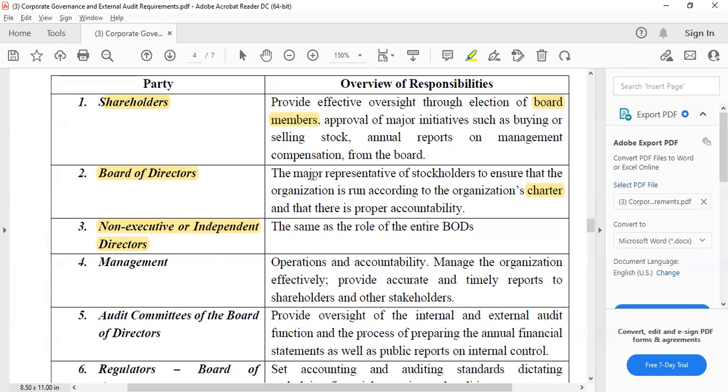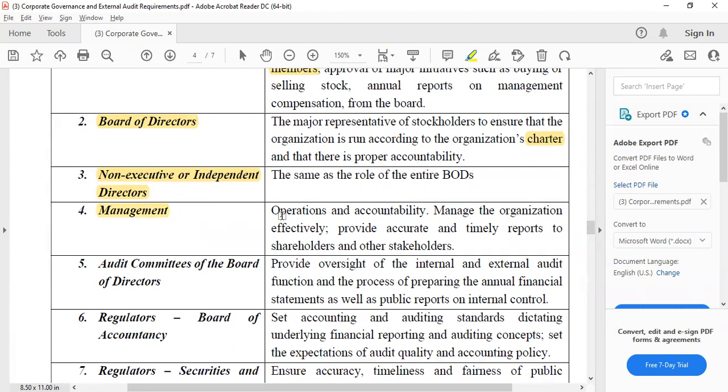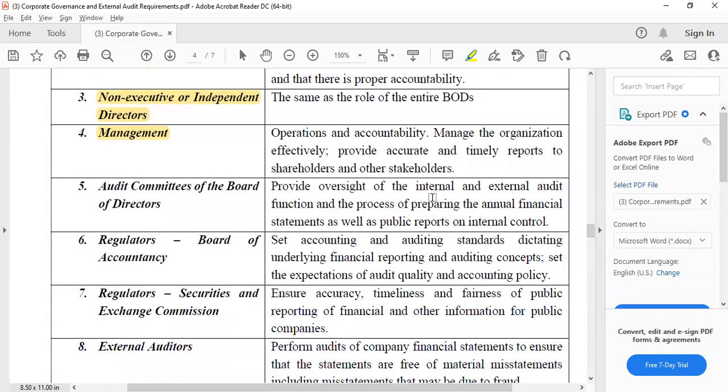And then another party that is involved in corporate governance rather is the management. So the role is on operations and accountability. So main difference po di ay sa board of directors from management is that the board of directors is only for oversight. Dili sila manghilabot sa day-to-day operations. Ang manghilabot sa day-to-day operations is ang atoang management. So they manage the organization effectively. They should provide accurate and timely reports to shareholders and other stakeholders.